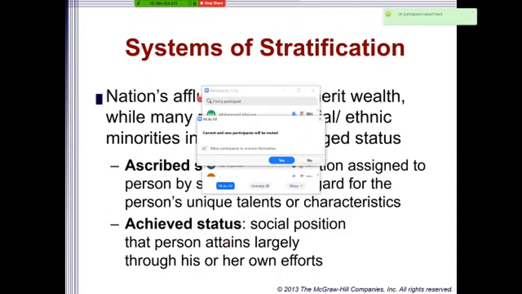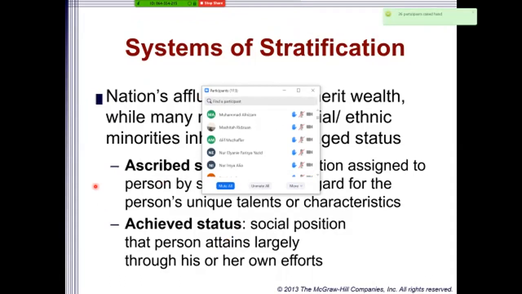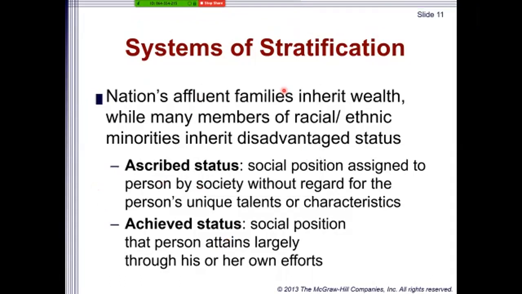Oh, that's cool. Okay? Alright. Thank you. So this is the ascribed status and achieved status. System of stratification. Okay? Thank you, sir. Thank you. Alright. Okay, welcome. Moving on.